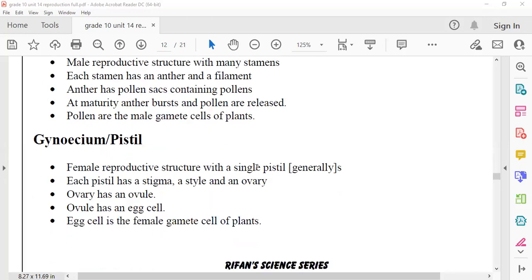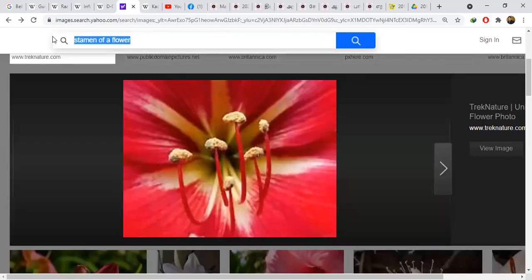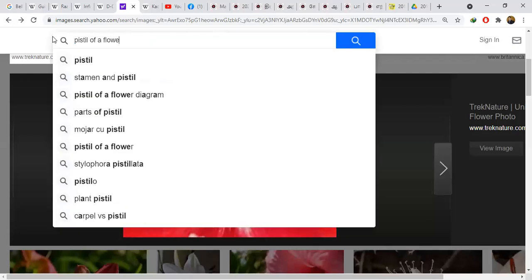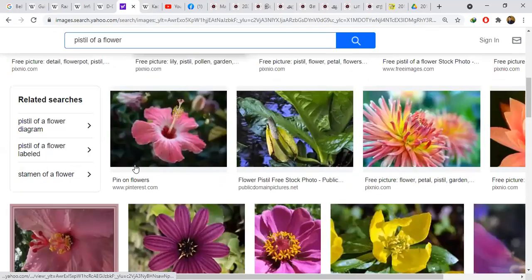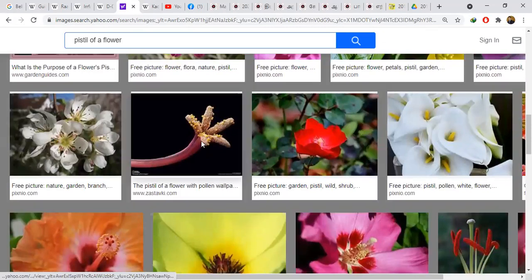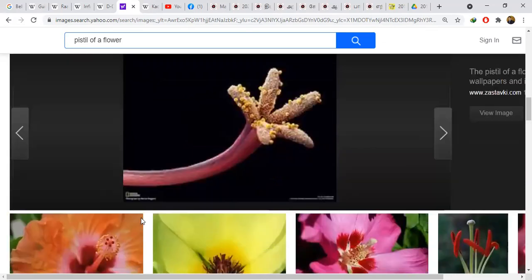And ultimately, we are coming to gynoecium. The gynoecium, also called pistil, has three parts altogether. A single pistil, if you consider, this picture shows you the stigma. On the stigma, you can see pollens have attached. Stigma is the place where pollens are attaching. And this tube is called the style.